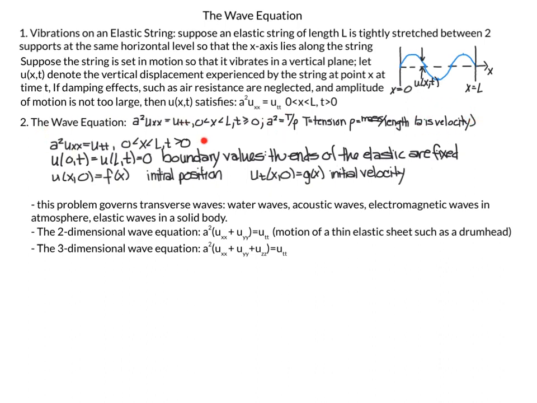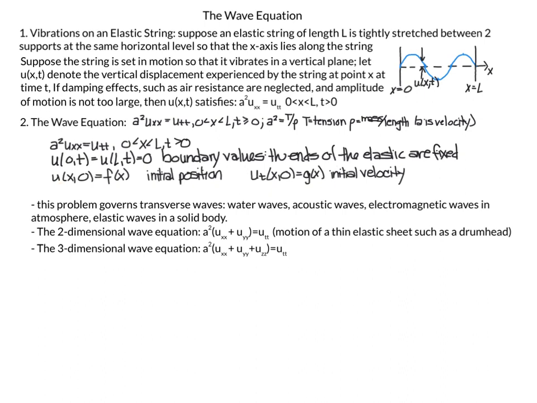And looking at our wave equation, a squared times the second partial derivative of u with respect to x is equal to the second partial derivative of u with respect to t, for x between 0 and L, t greater than 0. We have these boundary values, that is, at x equals 0 and x equals L, our string is fixed. So u of 0,t and u of L,t are equal to 0. That's our boundary values. And again, that reflects the fact that the ends of the elastic string are fixed.